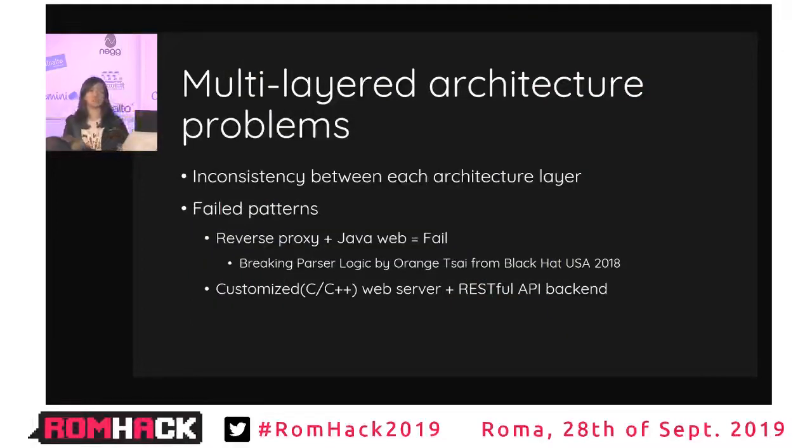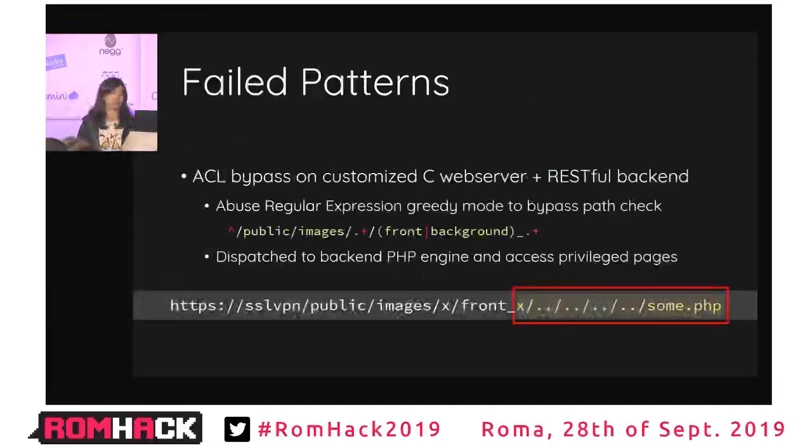And the last one is the multi-layered architecture problem. When there are different standards for processing the same thing, the inconsistency between them will lead to problems, such as the attack surface on reverse proxy and Java web backend, the talk from Orange at Black Hat last year. And here we give another example. This is also an access control bypass. It's on a C web server and a RESTful API backend. The regular expression .+ matches too much. So we can leverage this to match the // to access the privileged pages.